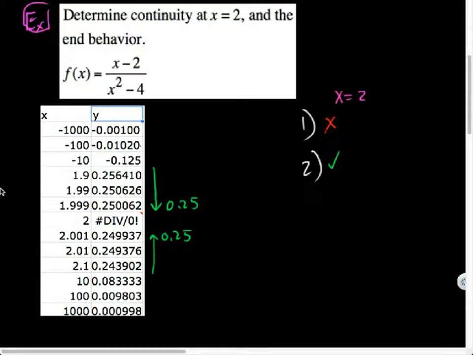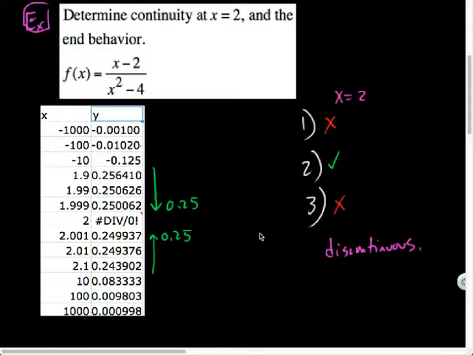And then part 3 of the continuity test is, is the number that it approaches from both sides the same as the number that it is at that point? Well, it is not at that point. It does not exist, DNE. So part 3 fails by default because either part 1 or 2 or both failed. And therefore, it is discontinuous at this point.